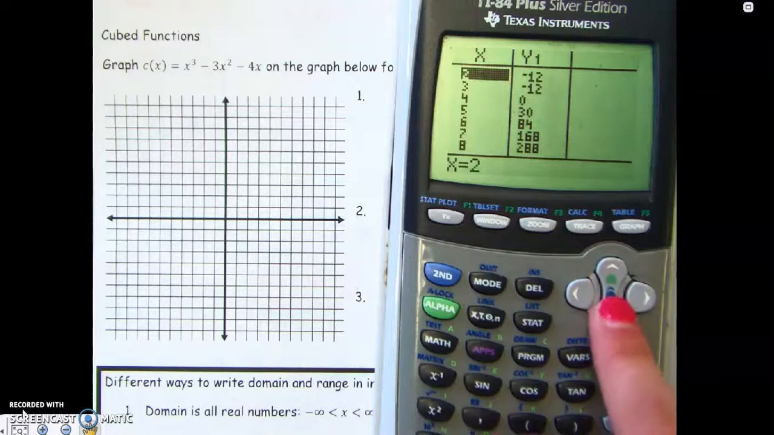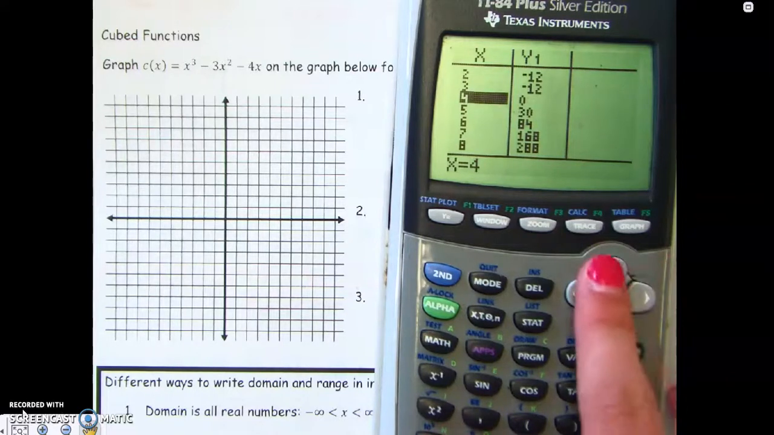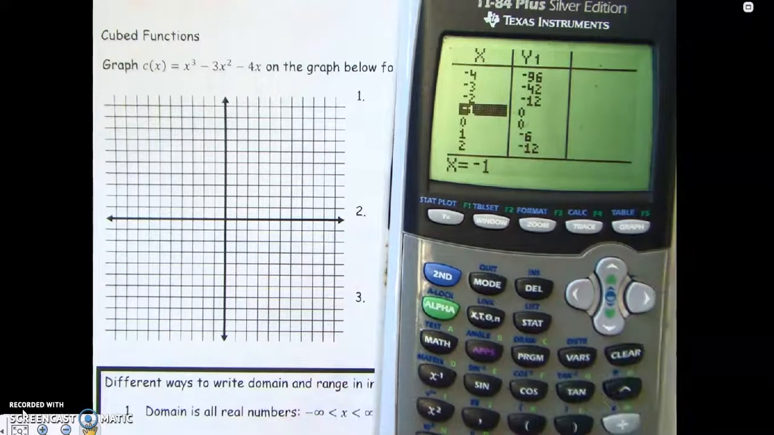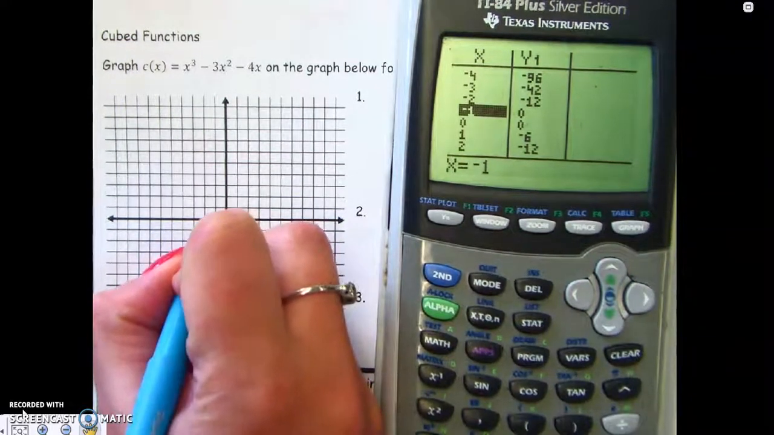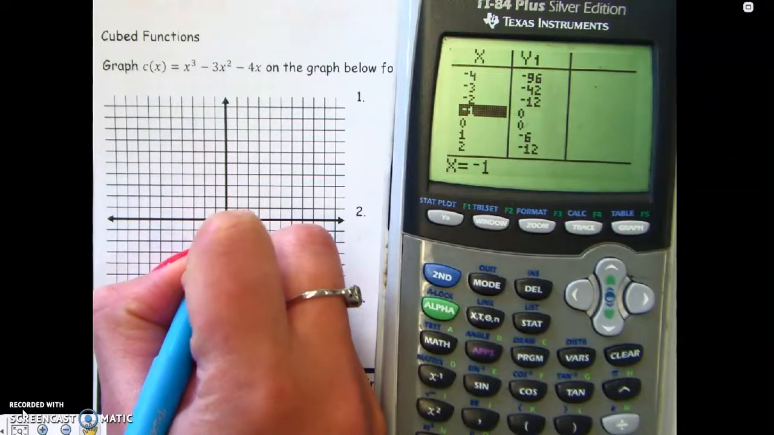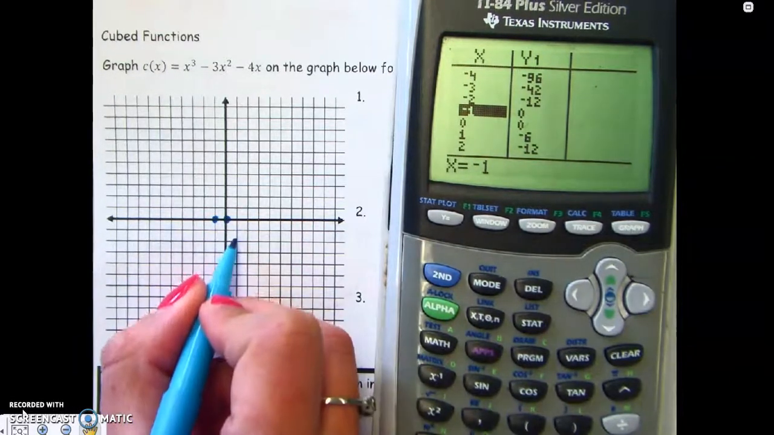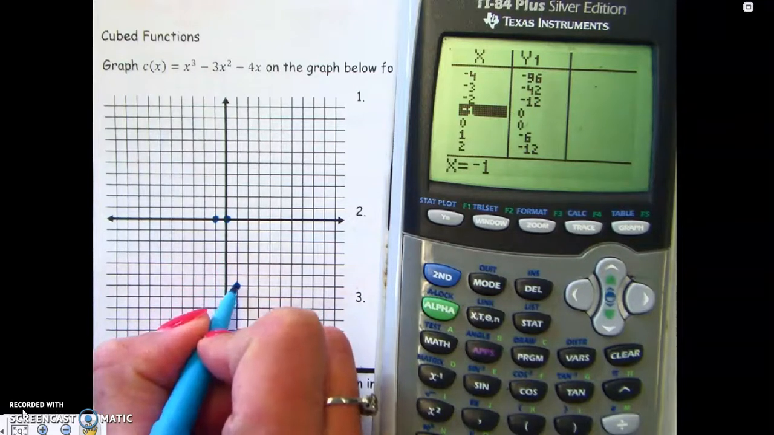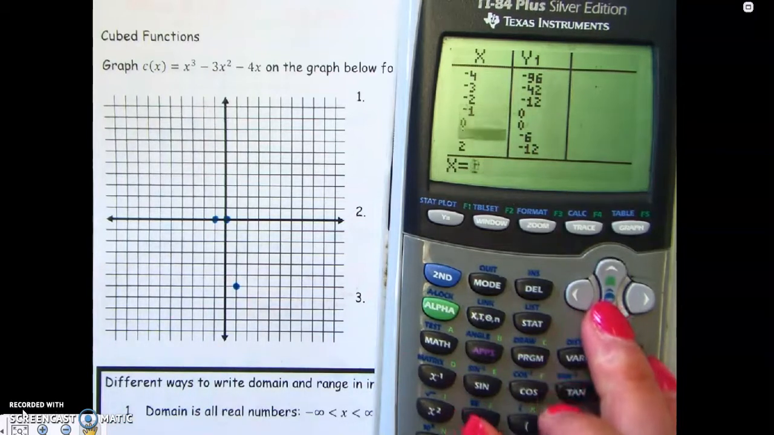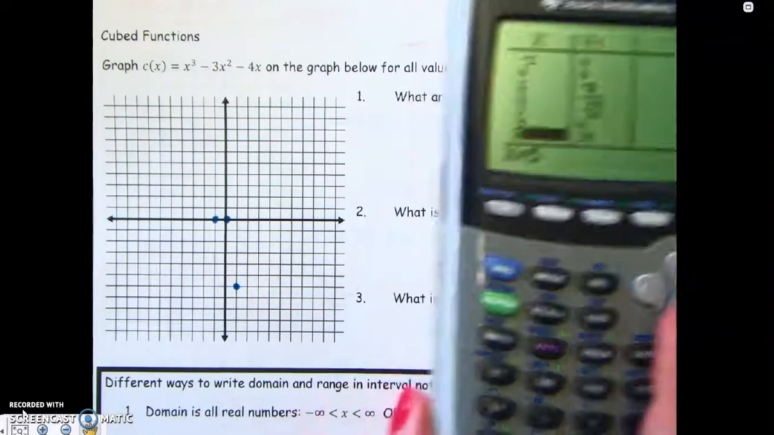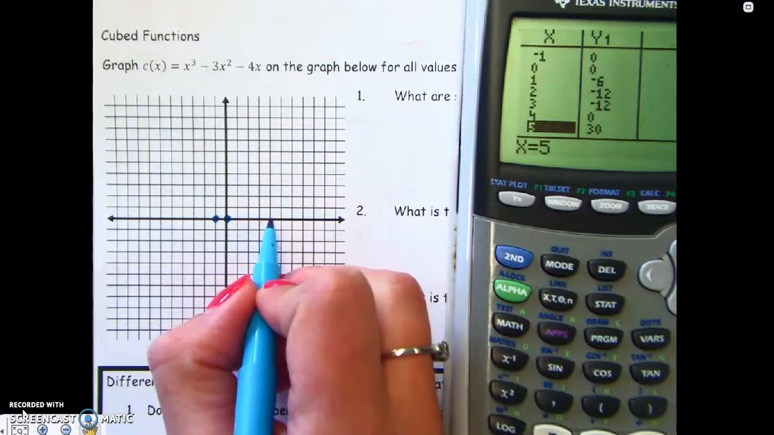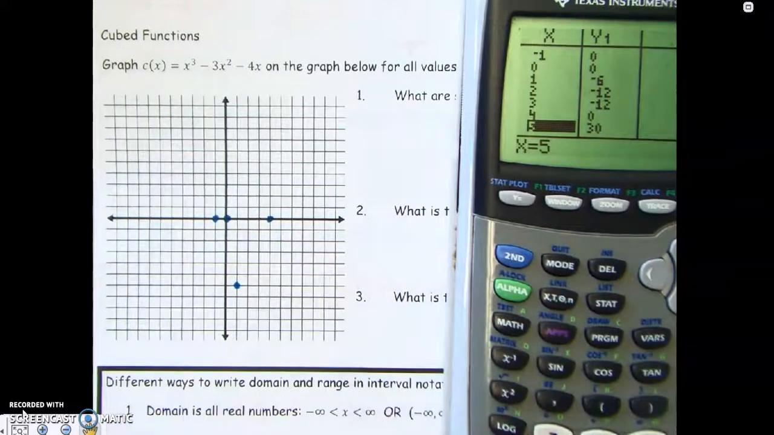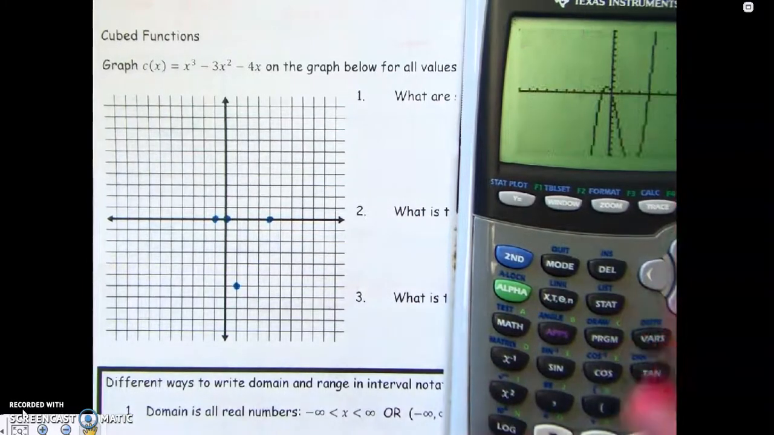So let me see. I can start, I guess, I can plot those two. So (-1, 0) I can plot. And then I also have (0, 0). And then I have (1, -6). And then that's all that I can put there. And then (4, 0). And then (5, 30). Okay, so this is where I can only plot that many points.